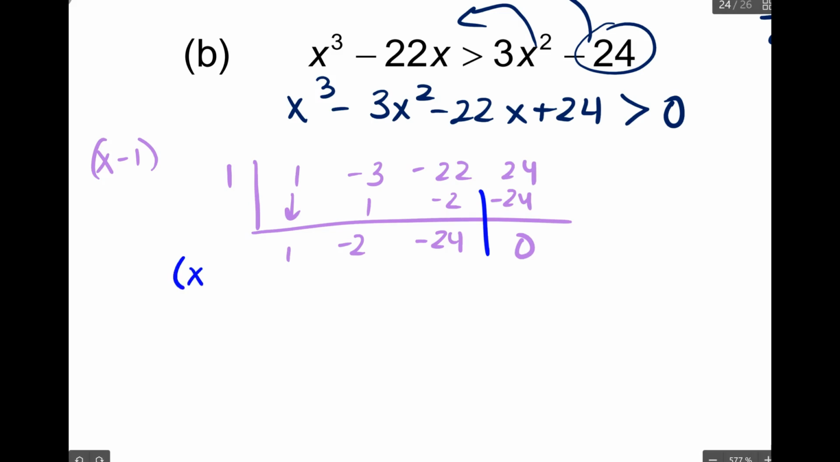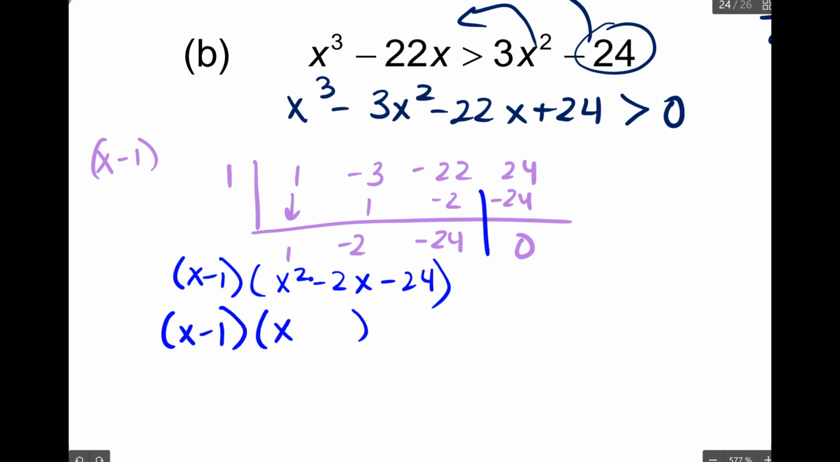Okay, so I have x minus 1 times x squared minus 2x minus 24. Can we factor that? I think so. It's x, what adds to negative 2 but multiplies to negative 24? 4 and 6. Question is, which one's negative? Since the middle part here is negative, I'm going to have this 6 be negative, plus 4. Multiply 6 and negative 4 is equal to negative 24, but when you add them, you get negative 2. Awesome.